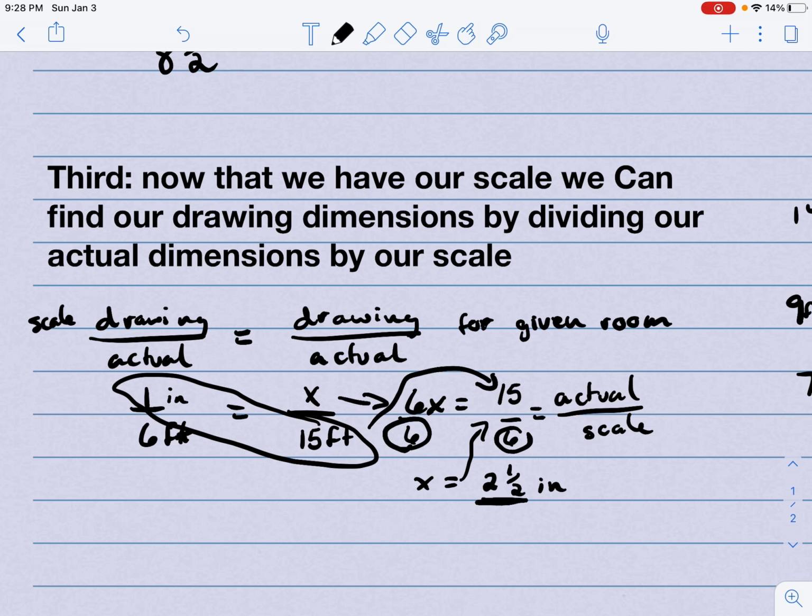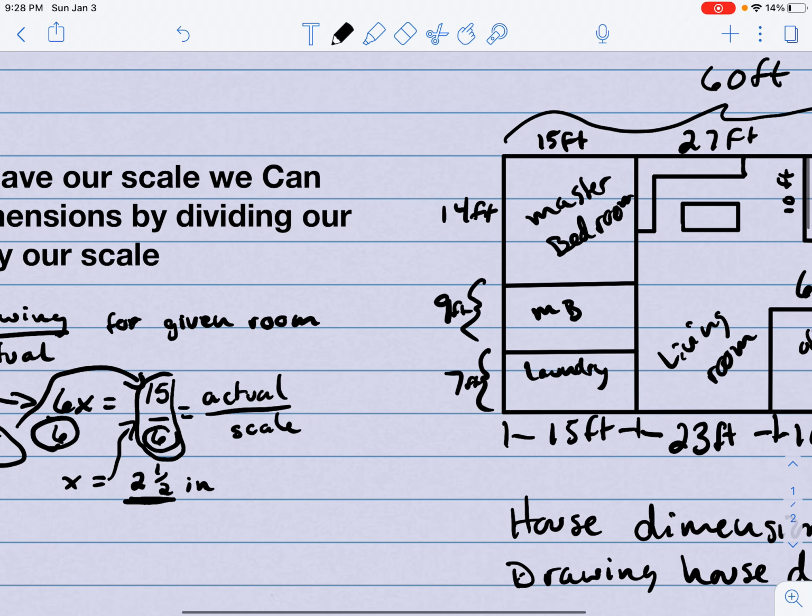So now, I just went through this process to show you that you're just taking the actual divided by our scale. So now, instead of setting this up as a cross product, just note that we can divide the actual by our scale. So 15 divided by 6. So that's what we'll do here now.